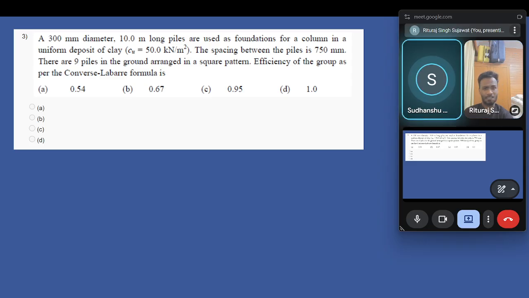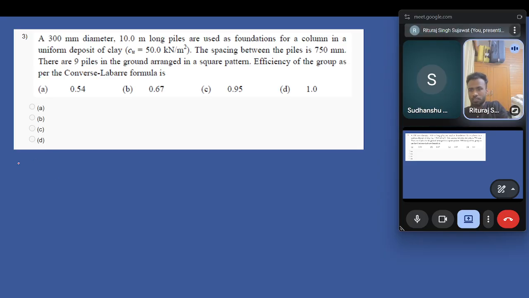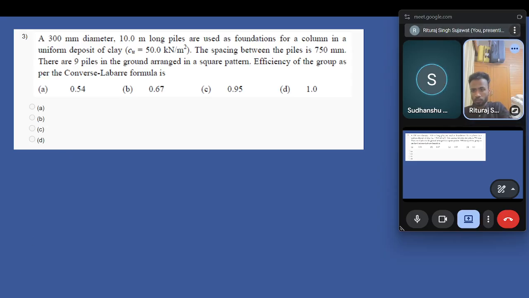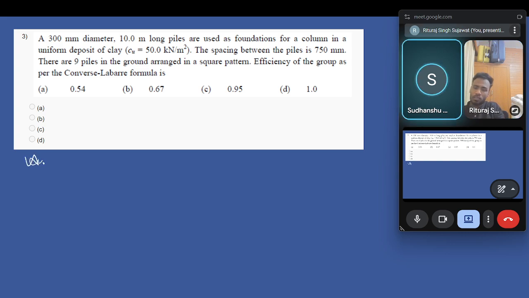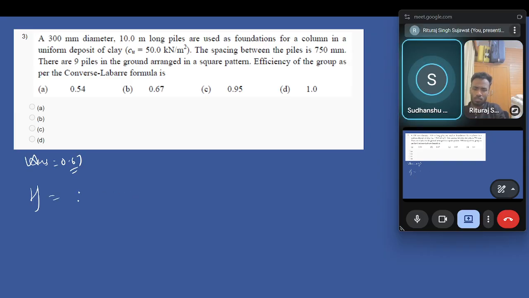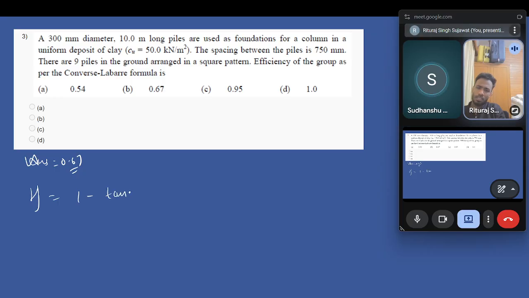Sir, it's 0.67. So the correct answer is 0.67. Let's check. What is the formula to calculate the efficiency as per the Converse-Labarre formula? Sir, 1 minus tan inverse, tan inverse d by s for theta.